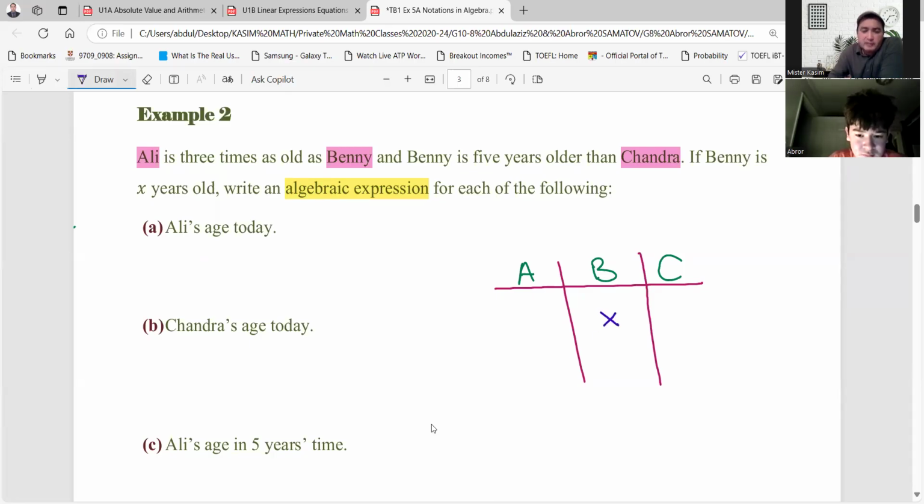Now, can you read the question one more time? The first part. Ali is 3 times as old as Benny. How old is Ali? 3x, right? 3 times x. Okay, continue. Read the second part. Benny is 5 years older than Chandra. If Benny is 5 years older than Chandra and Benny is x years old, how old is Chandra?